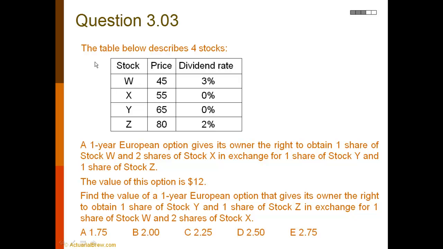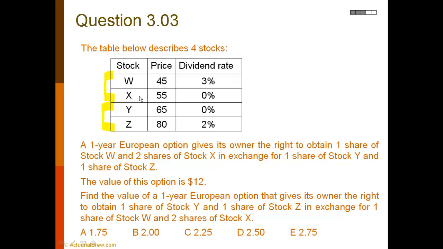In this question, we have two portfolios. The first portfolio consists of 1 share of stock W and 2 shares of stock X. The second portfolio consists of 1 share of stock Y and 1 share of stock Z. The $12 option described down here allows us to give up 1 share of stock Y and 1 share of stock Z and get 1 share of stock W and 2 shares of stock X.